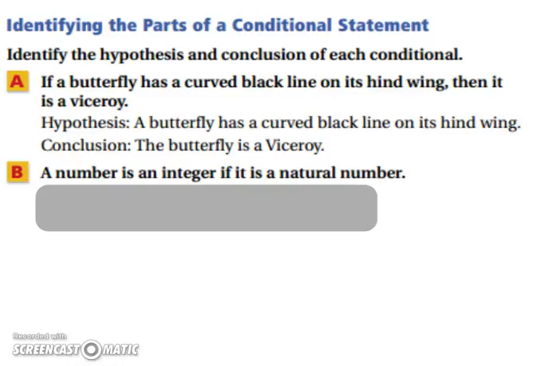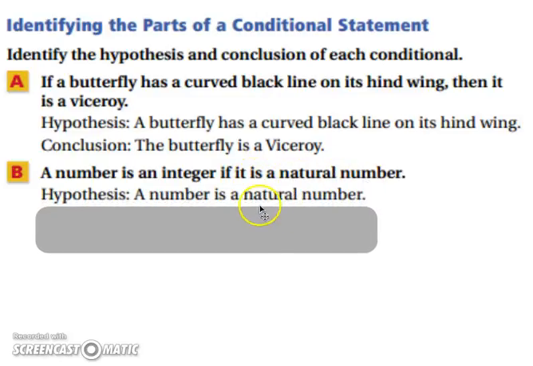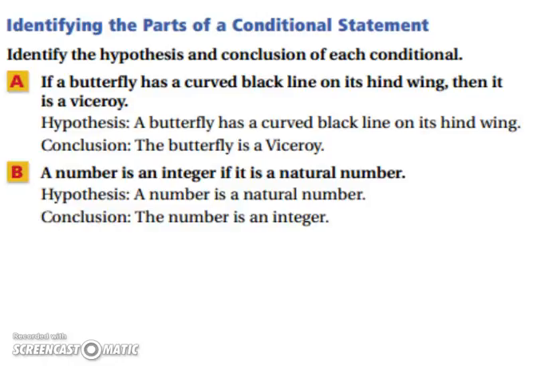Now this one's a bit tricky. A number is an integer if it is a natural number. You want to start with your hypothesis, so find the word if. Here's your word if, so the hypothesis follows that word: it is a natural number. Your conclusion is basically the rest of it, because if you reorder this sentence and put a comma in there, you would have: if it is a natural number, then a number is an integer. So, a number is an integer is your conclusion.